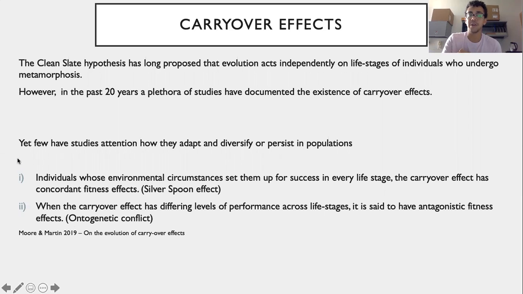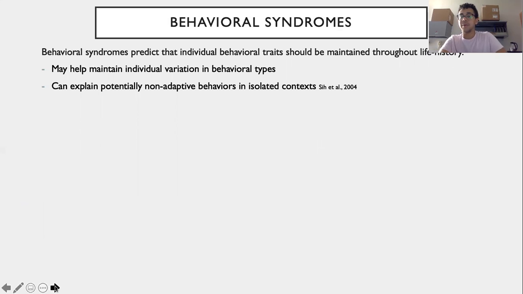So a study by Moore and Martin found that carryover effects can show up in two different ways. One is colloquially known as the silver spoon effect, meaning that environmental circumstances in one life stage set them up for success at every life stage. So this means they have concordant fitness effects. Whatever happens to them in their early life stage doesn't have a cost in their later life. But the other way is with ontogenetic conflict, when carryover effects have different levels of performance across life stages, which is said to have an antagonistic fitness effect. We'll get into a little bit about that further.